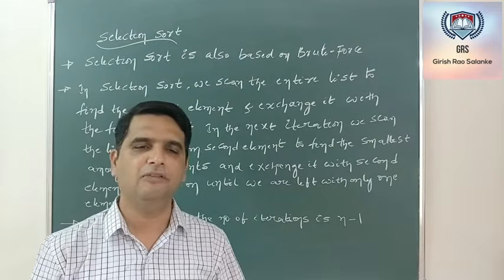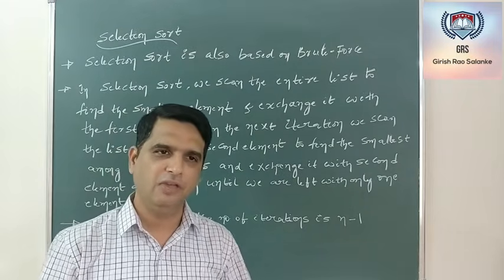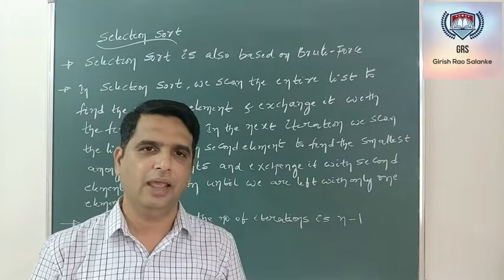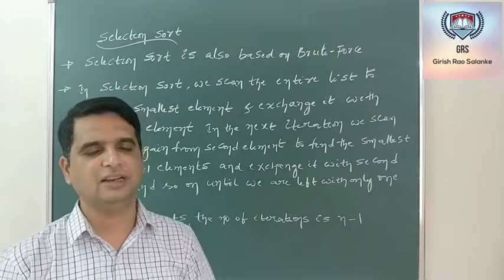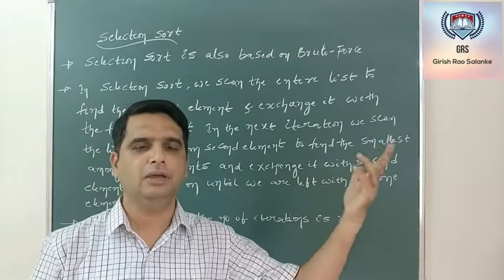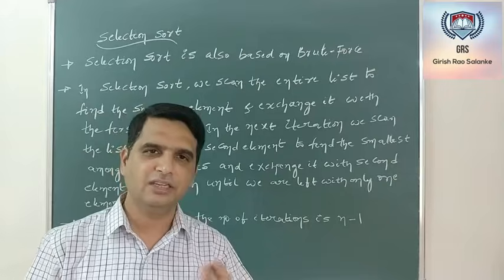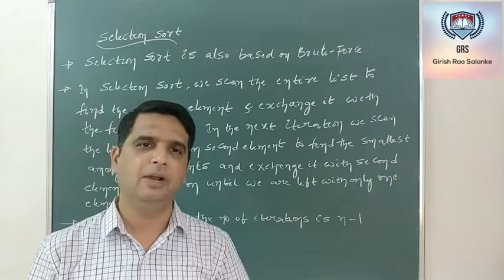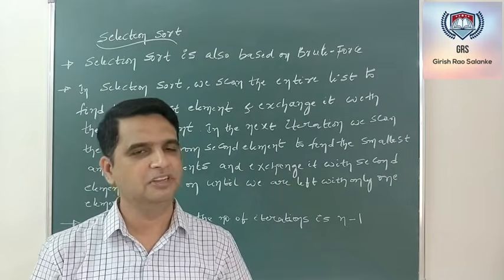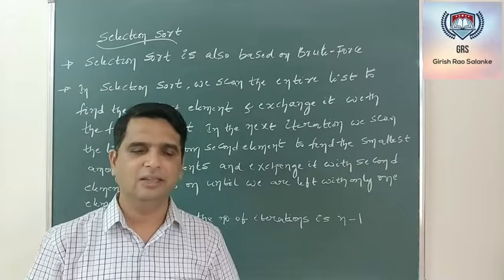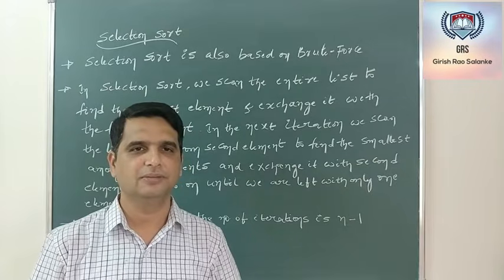In bubble sort, we used to bubble down the biggest element to the bottom of the array. Whereas in selection sort, we find the first smallest element and swap it with the first element. Next, we find the second smallest element, swap it with the second element, and so on. Hope it is clear. We'll take an example to analyze how exactly the selection sort algorithm works.